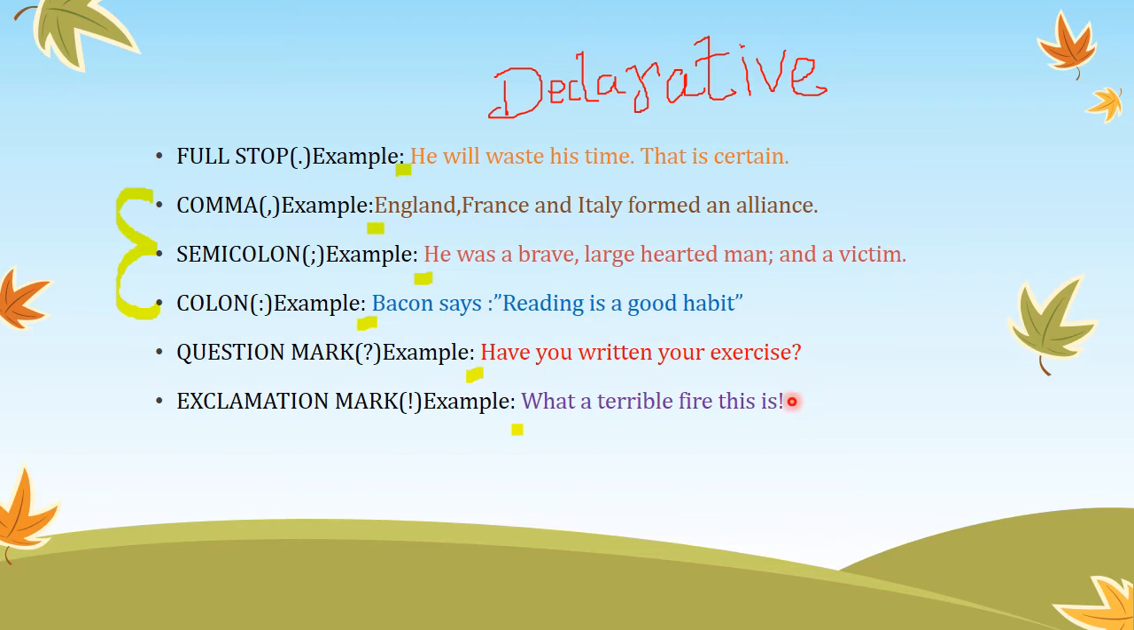The next one is exclamation mark. What a terrible fire this is. When you are exclaiming about a certain event, you use exclamation mark. What a terrible fire this is. This is not meaningful. But when you add exclamation mark, you would read it this way. What a terrible fire this is! Therefore, you use exclamation mark.